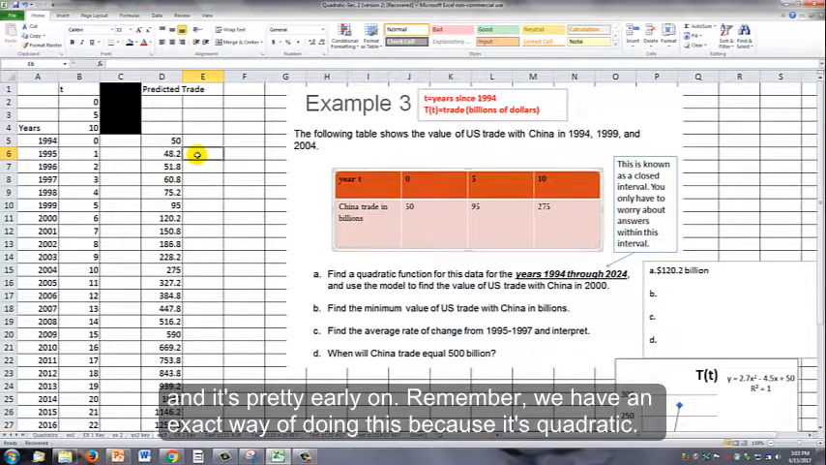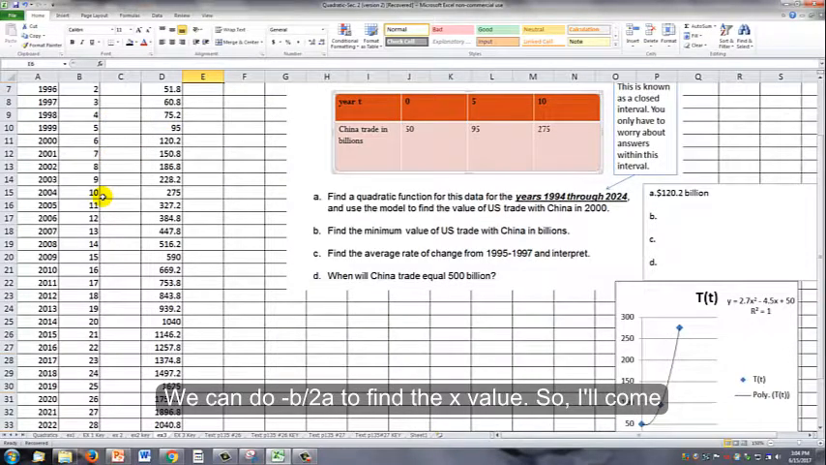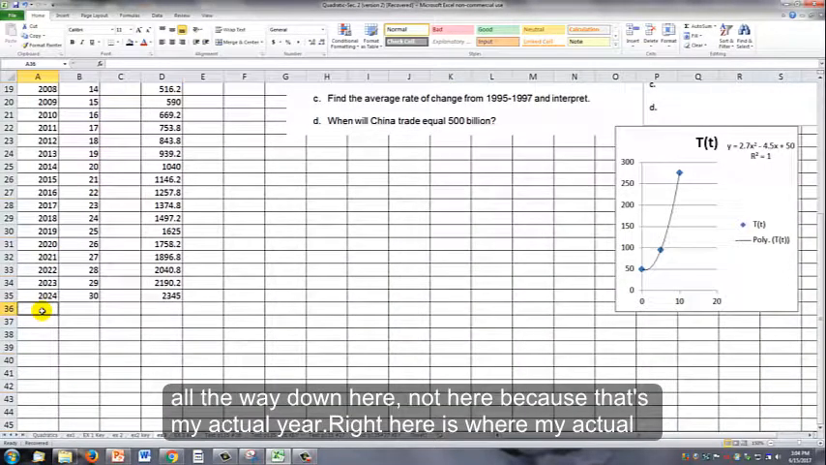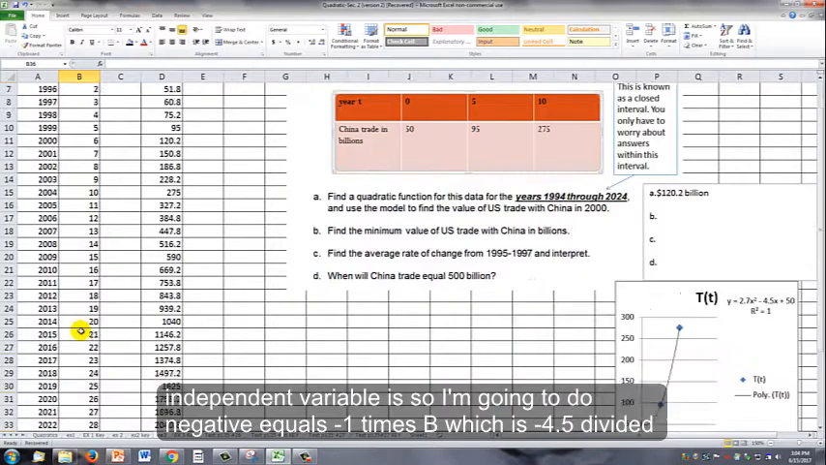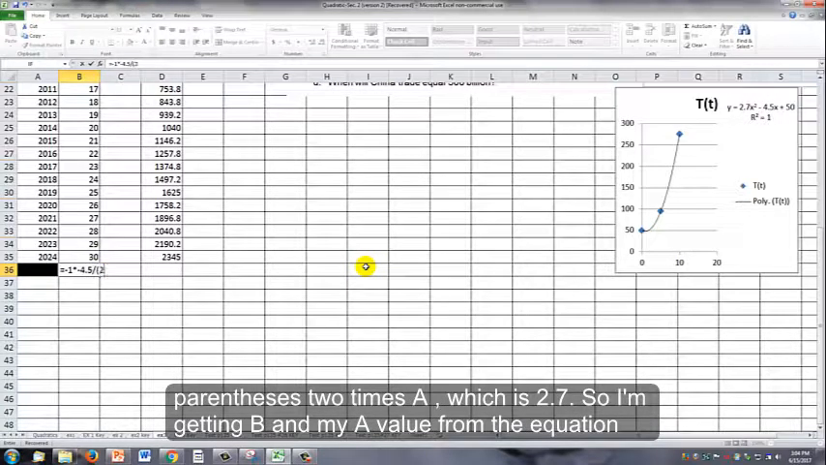But remember, we have an exact way of doing this because it's quadratic. We can do negative b over 2a to find the x value. So I'll come all the way down here, and my not here because that's my actual year. Right here is where my independent variable is. So I'm going to do negative, equals -1 times b, which is -4.5, divided by parentheses 2 times a, which is 2.7. So I'm getting my b and my a value from the equation.